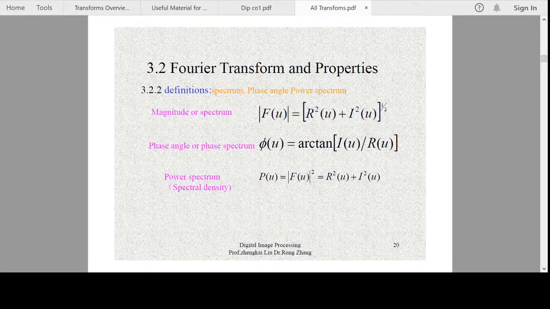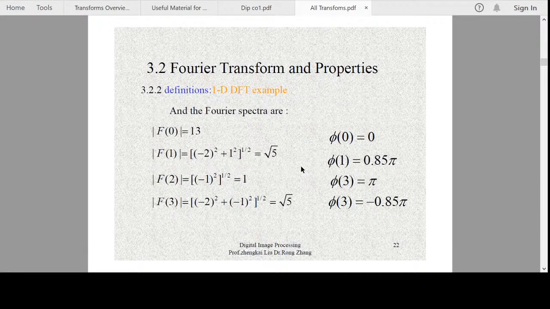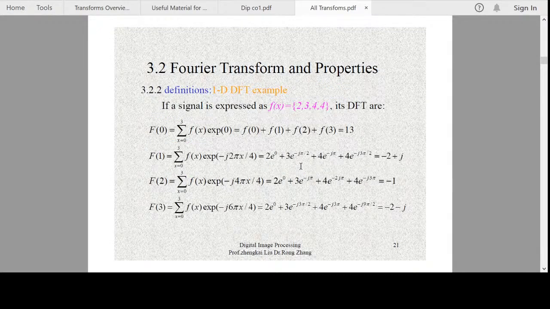In the same way, you should know how to calculate the power spectrum. Power spectrum is simply the magnitude squared, magnitude of F of u whole square, which means real part square plus imaginary part square. Let's see an example. All of you can take a screenshot of this example.